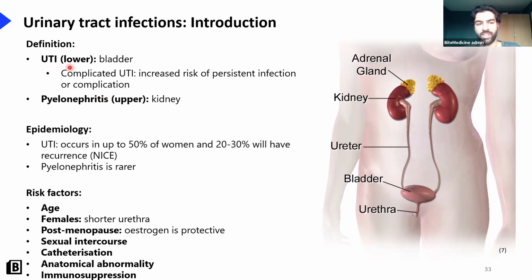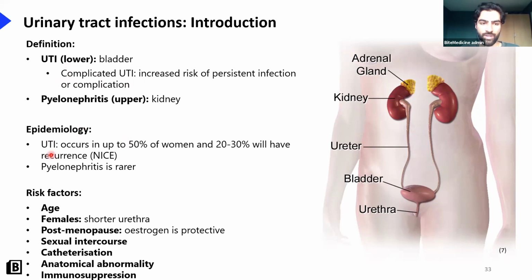UTI can further be divided into complicated and simple. Complicated UTIs are those where you have an increased risk of persistent infection or complications. So an example of a complicated UTI would be in someone who has a catheter, because of course, if you have a catheter, bacteria can colonize the catheter and they'll keep getting infections over and over again, potentially. So complicated UTIs are important to bear in mind because you treat them slightly differently. You tend to treat them for a bit longer.